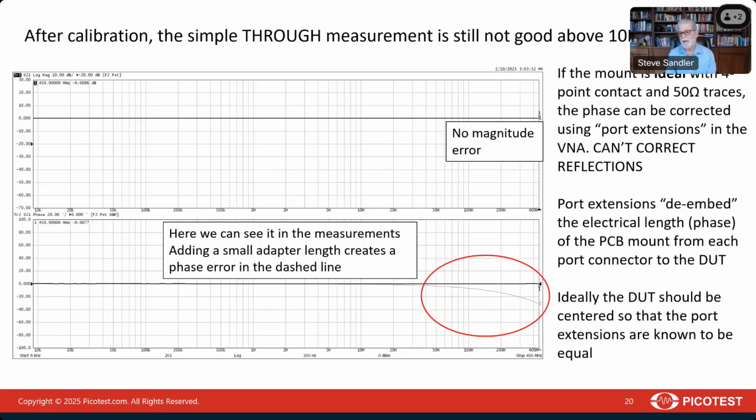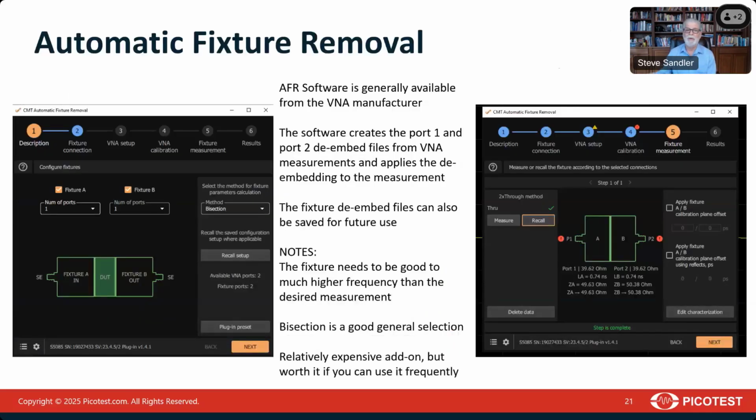Even if we were to make a perfect mount, and then we did this measurement after calibrating the instrument, and we make a simple through measurement, you can see the phase is still wrong. And how can that be? We just went through the process of calibrating the instrument perfectly using a high quality calibrator, and yet it's still wrong. And the reason is that we calibrated to the ends of the connectors on our cables. And now we added a printed circuit board to mount our component, and the printed circuit board itself adds yet another delay. And that delay is represented as phase. And so now we would need to de-embed the printed circuit board in order to get the correct answer.